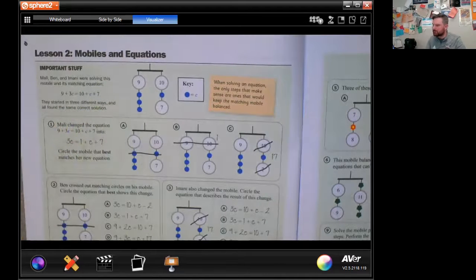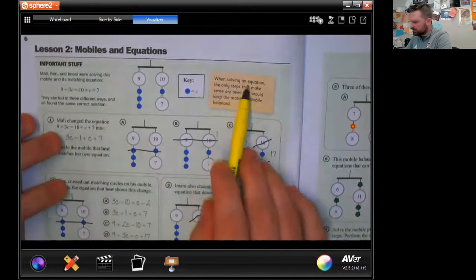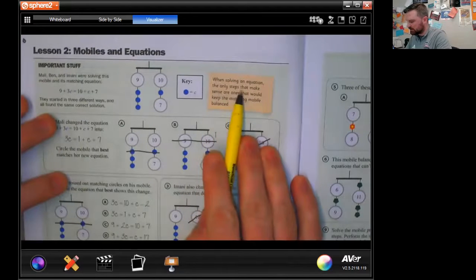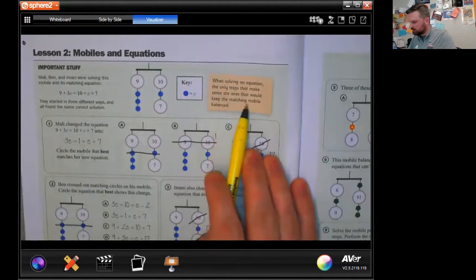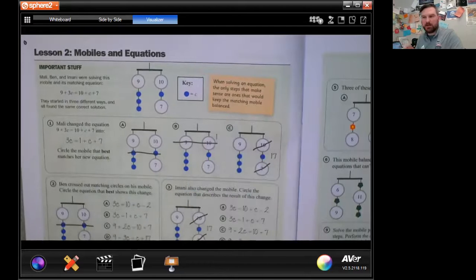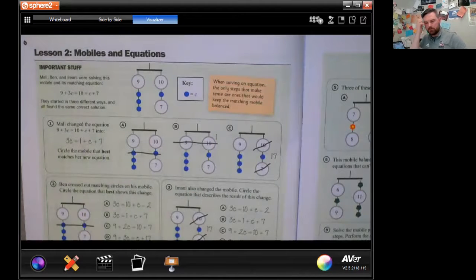Okay. So over here it says when solving an equation, the only steps that make sense are ones that would keep the matching mobile balanced. So meaning the only thing we can do would have the mobile balanced on both sides at the same time.